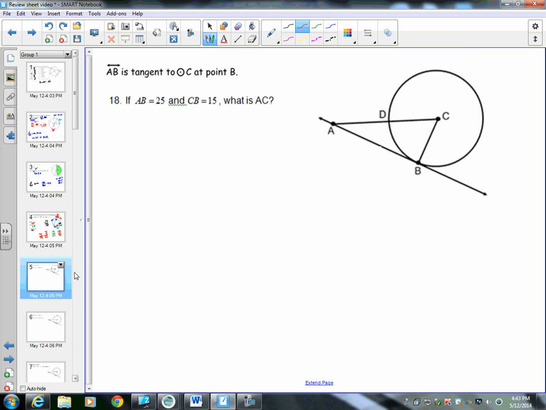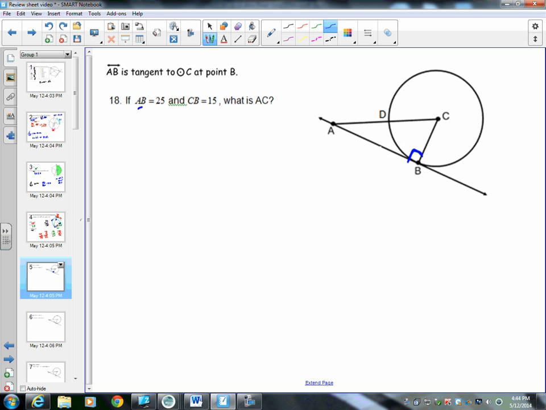Okay, the next question, it says line AB is tangent to circle C at point B. If it says it's tangent at point B, that means point B is called the point of tangency. If it's a point of tangency, it tells us a couple things. First of all, if you draw a line from the center of the circle to the point of tangency, it would be called a radius, and that radius is always going to be perpendicular, or makes a 90-degree angle with our tangent line. That's the biggest thing it tells us right there.